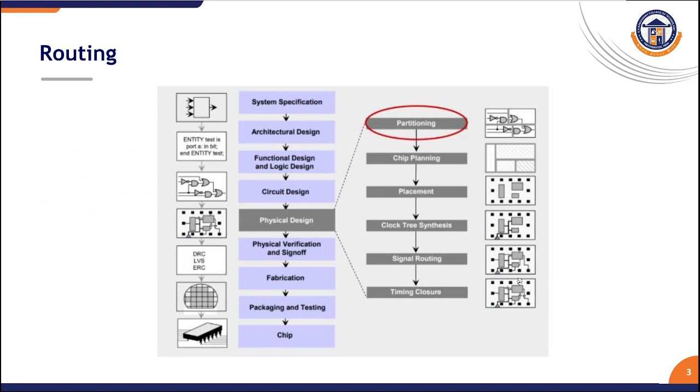The next one is the VLSI physical design flow. Routing is one of the most critical steps in physical design. Before routing, we have already completed synthesis, floor planning, placement, and also clock tree synthesis. At the placement stage, the cells are placed on the chip, but they are not physically connected yet. Routing is the step where actual metal wires are created to connect all the required pins.